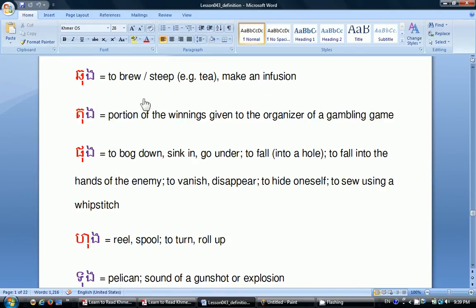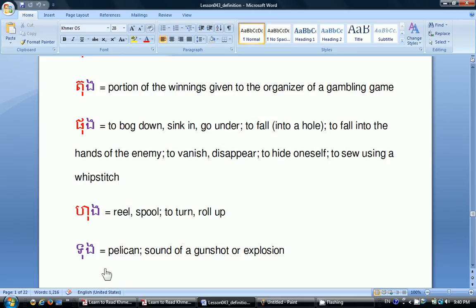Chung means to brew, steep, or make an infusion. Dong means portion of the winnings given to the organizer of a gambling game. Pong means to bog down, sink in, go under, to fall into a hole, to fall into the hands of the enemy, to vanish, disappear, to hide oneself, to sew using a whip stitch. Hong means reel, spool, to turn or roll up.